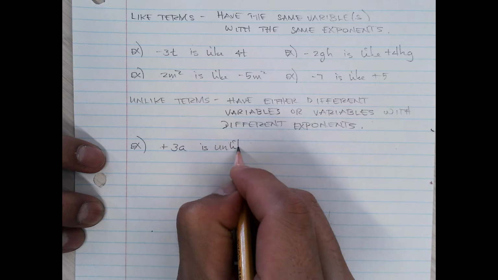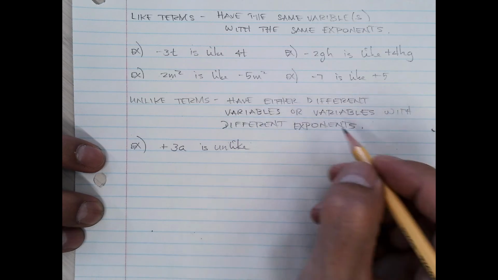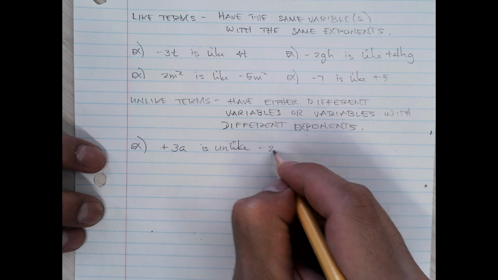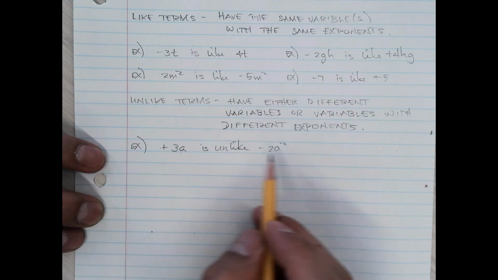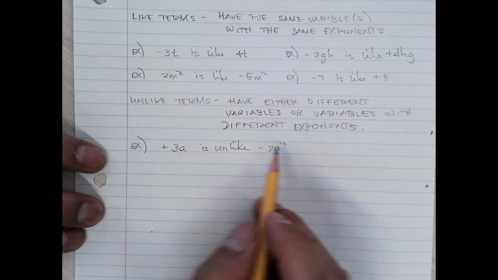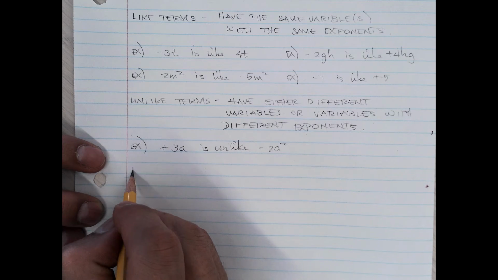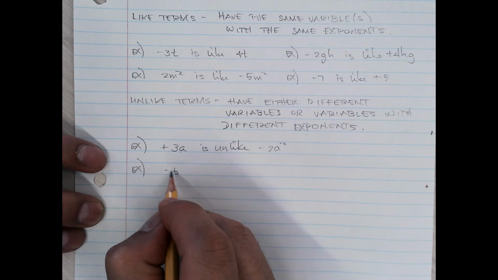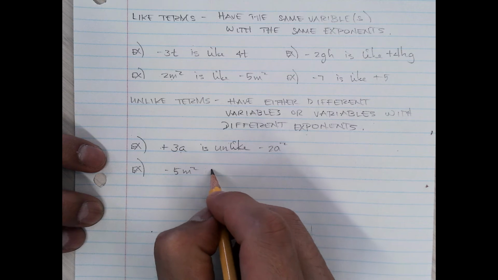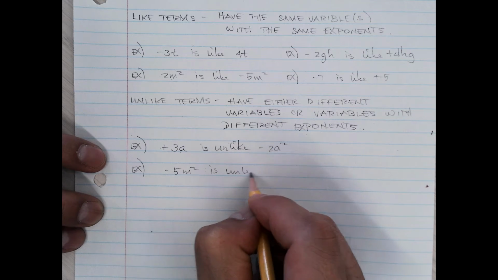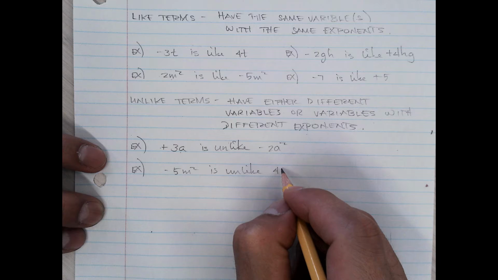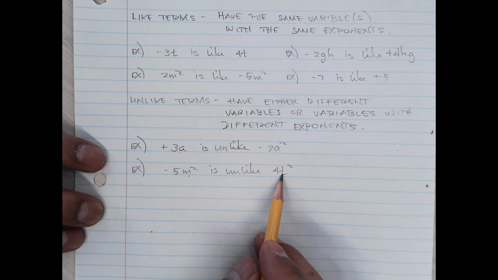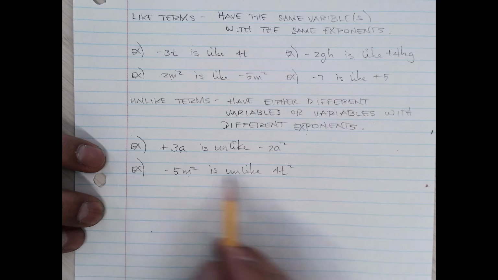Positive 3a is unlike negative 2a squared. They both have a's, but this one has an exponent of 1 and this one has an exponent of 2. How about negative 5m squared is unlike 4t squared. Different variables. It doesn't matter if the exponents are the same, the variables are different.